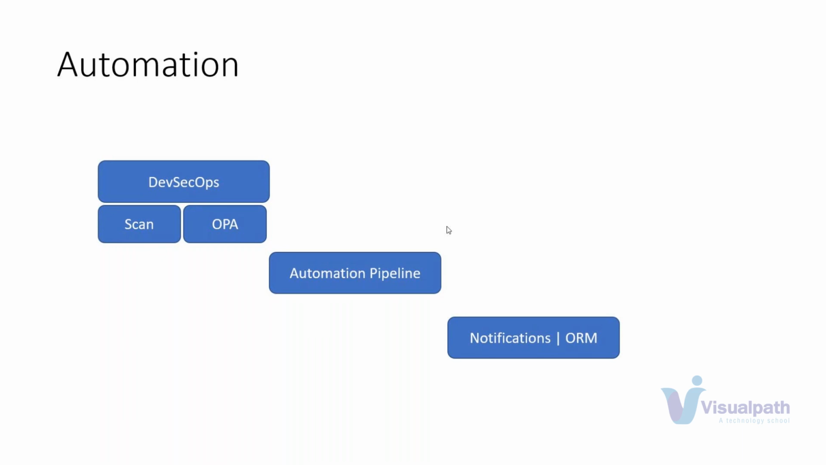And then notifications and ORM. With my experience, what I have seen is that for every automation, at the end, there may be a need to send notifications, or a need to maintain an ORM. This is an object relational mapper, which means at least small database concepts, how you will store the information into your database.